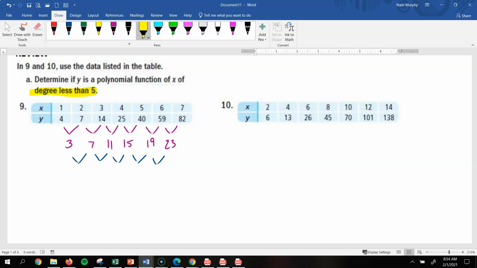You don't have to keep going. You could just say that it's not a degree polynomial less than 5. All right, so now I'm going to do these.